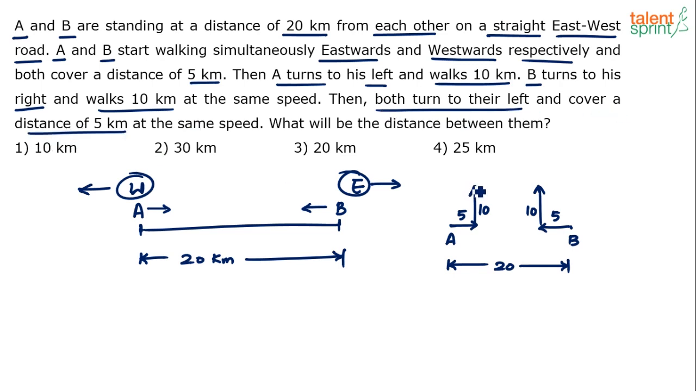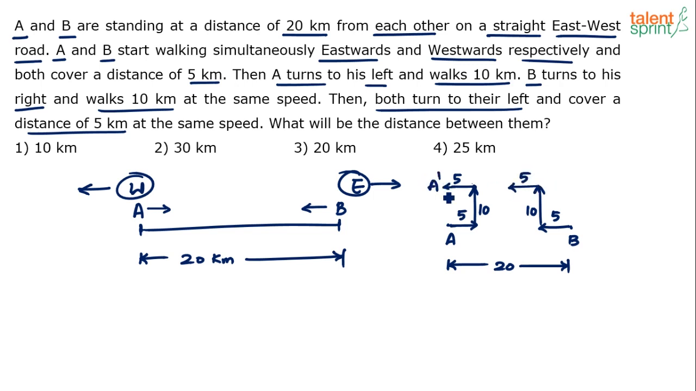So look at this. A is here. He covers a distance of 5 kilometers on the left side. So basically A comes back in the same vertical line in which originally he was, right? He started from here, 5 kilometers, 10 and then 5. What happens with B? B is here. B also turns left, which means on the left of paper, and covers 5 kilometers.